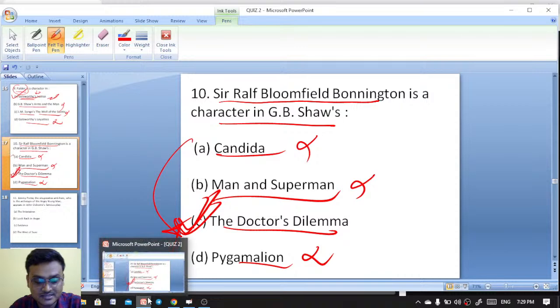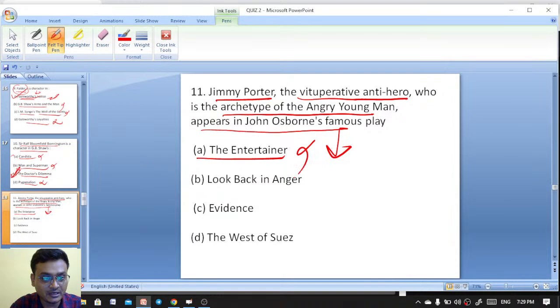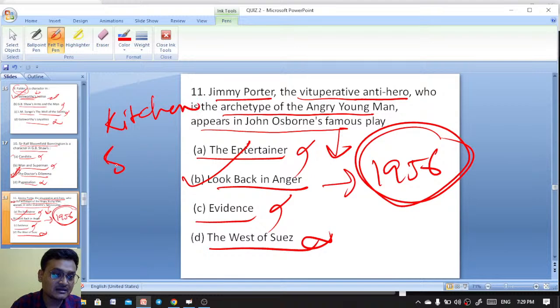I am going very fast because tomorrow is your exam, so I will be covering so many questions in this video. Jimmy Porter is the vituperative anti-hero who is the archetype of the angry young man, and appears in John Osborne's famous play Look Back in Anger, first performed in 1956. Jimmy Porter, Kitchen Sink drama. It is also known as Kitchen Sink drama. Next question.